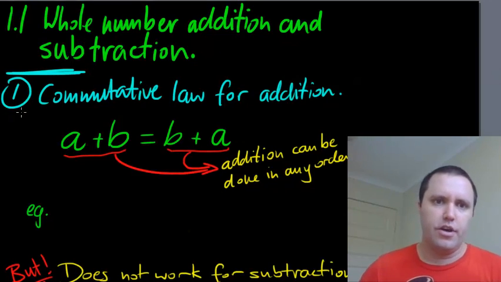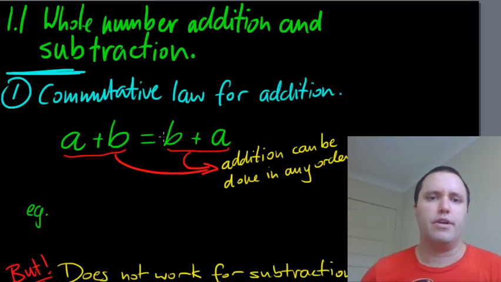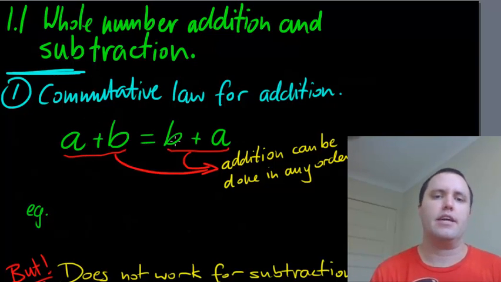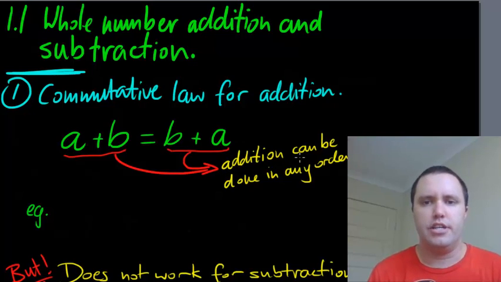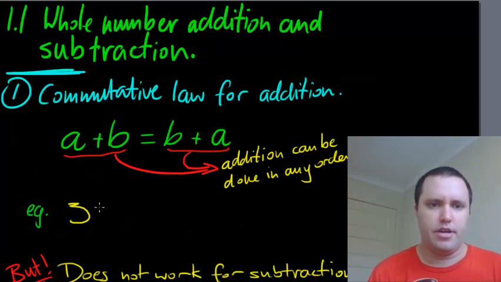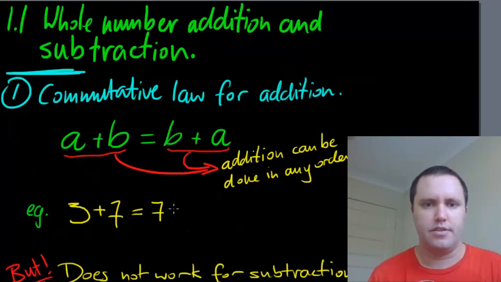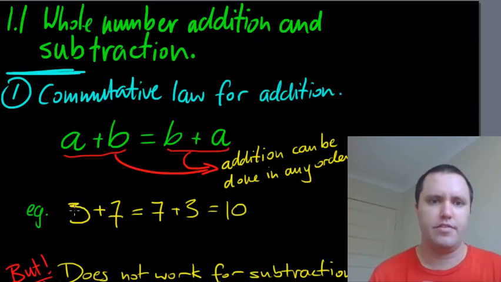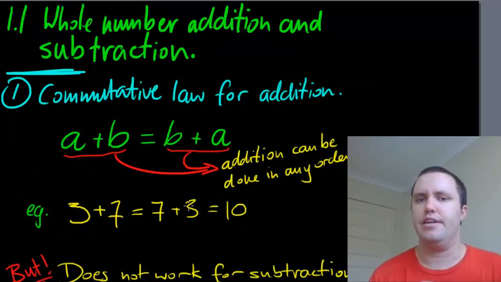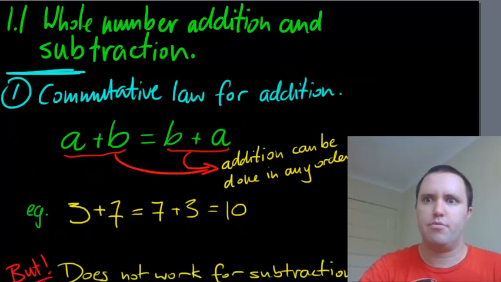Okay, so first off, look at this thing called the commutative law for addition. Now you don't need to remember what that is, you just need to remember what it does and what it means. So what it means is that here a plus b is the same thing as b plus a. So addition can be done in any order. So for example, 3 plus 7 is equal to, or the same thing as 7 plus 3. They both equal 10. Okay, if you get 3 and add 7, it's the same as getting 7 and adding 3. That's both 10. Surprise!